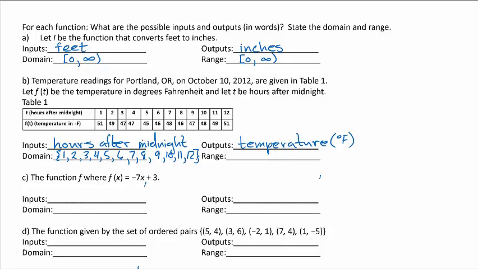And then based off of this table, the range would be the temperature values, right? And what are those? Notice that some of these temperature values appear more than once, but we only need to list them once in the set. So let's see, the lowest value looks to be 45, and then we've got 46, 47, 48, 49. Is there a 50? I don't see a 50. And then we have 51.